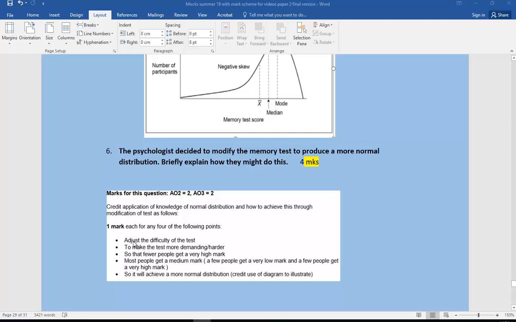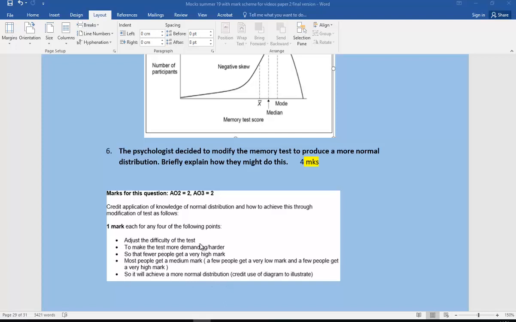It says, right, first of all, 1 mark for any of these points. Basically, because it's a full marker, adjust the difficulty of the test, boom, okay, so you get a mark for that. Make the test harder or more demanding. The idea being that less people are going to get that very high mark. And so basically you're going to get a more normal distribution. Those would be my 4.